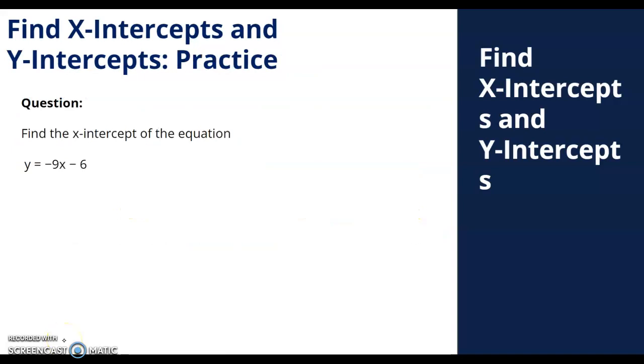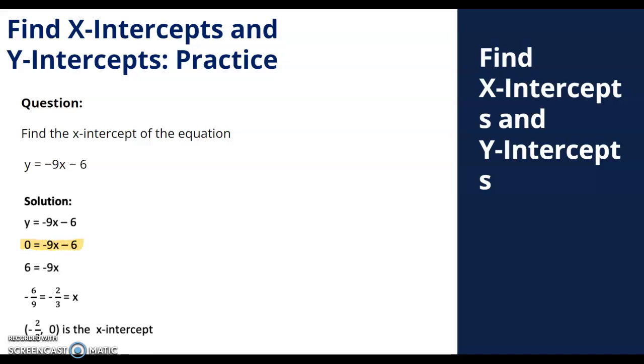For example, find the x-intercept of the given equation. To solve for the x-intercept, all you need to do is set y equal to 0. So this left-hand side here is equal to 0. And then you solve for x. So you have the equation 0 is equal to negative 9x minus 6. And then adding positive 6 to both sides to isolate x, you have 6 equal to negative 9x. And then divide both sides of this equation by negative 9.